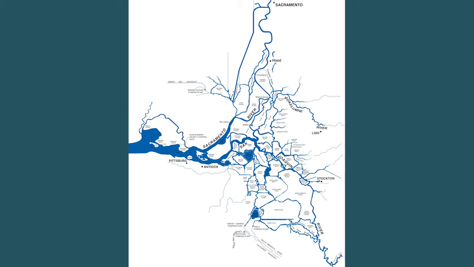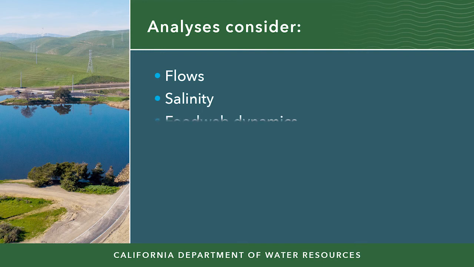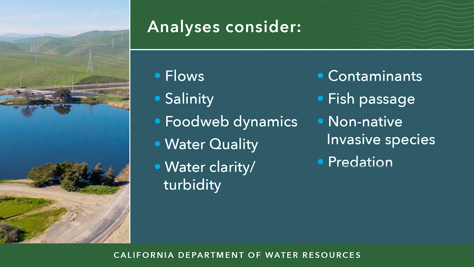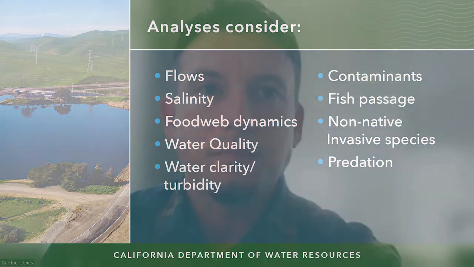The bays downstream and river systems upstream from the Delta would have minimal or even no changes in flow or reservoir storage conditions. As such, the project alternatives are not expected to have biological impacts to fish species in these areas. Analyses considered habitat conditions and environmental parameters such as flows, salinity, food web dynamics, water quality, water clarity or turbidity, contaminants, fish passage, non-native invasive species, and predation, among other topics.